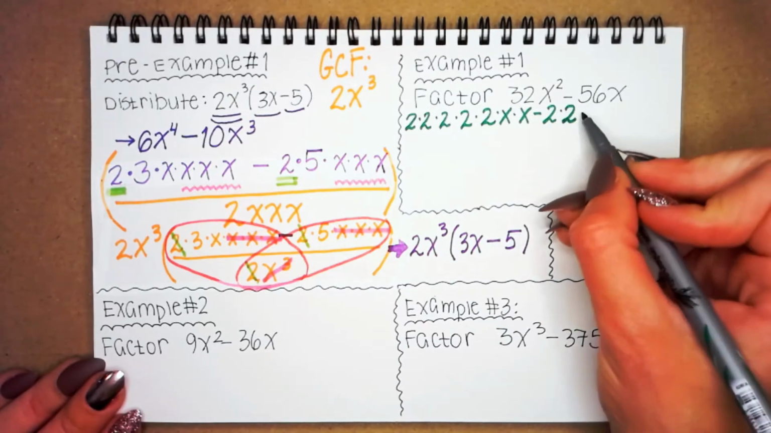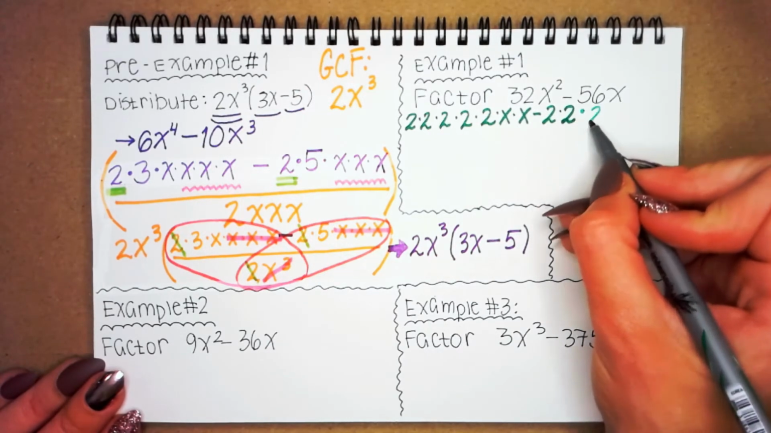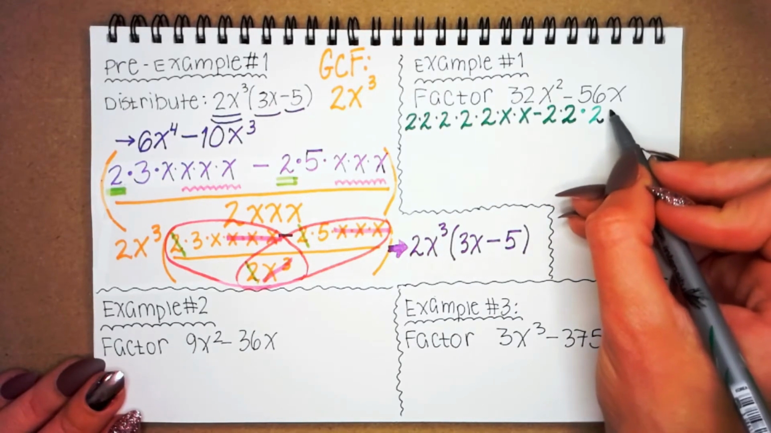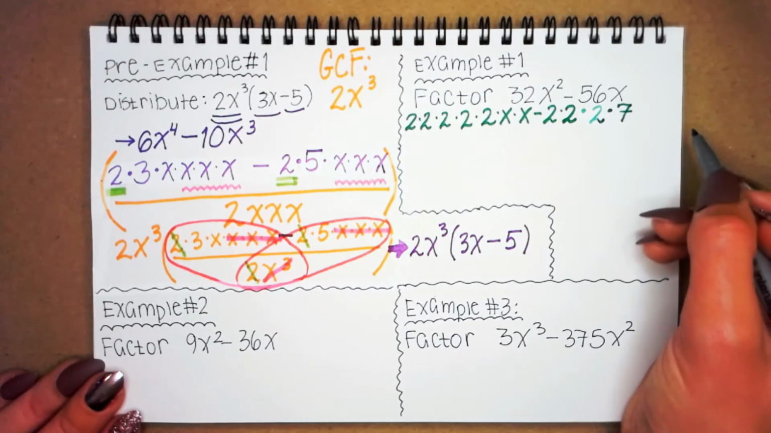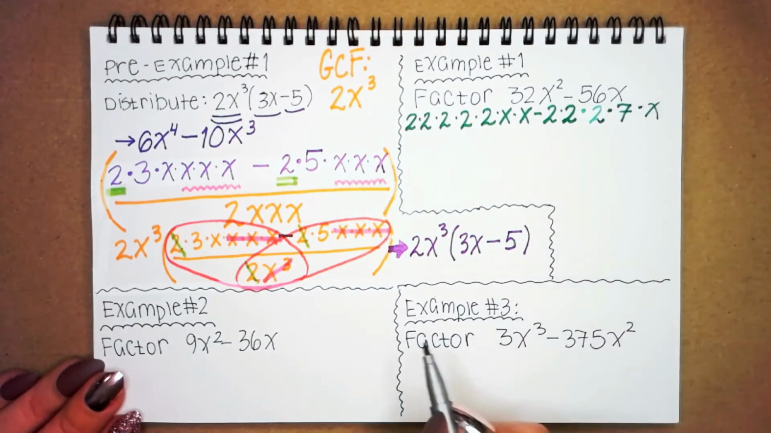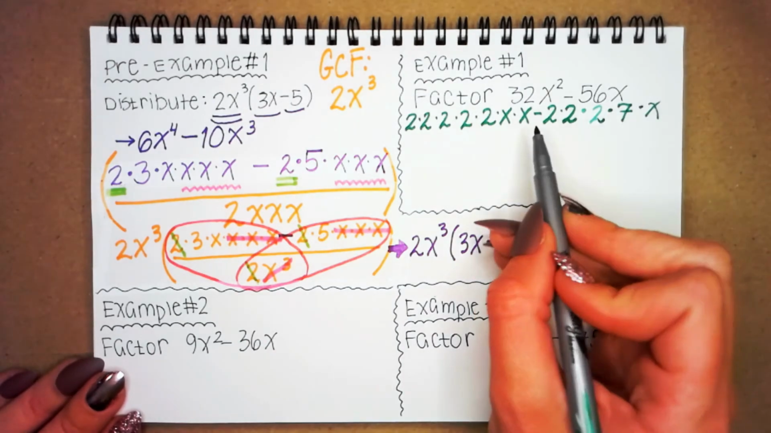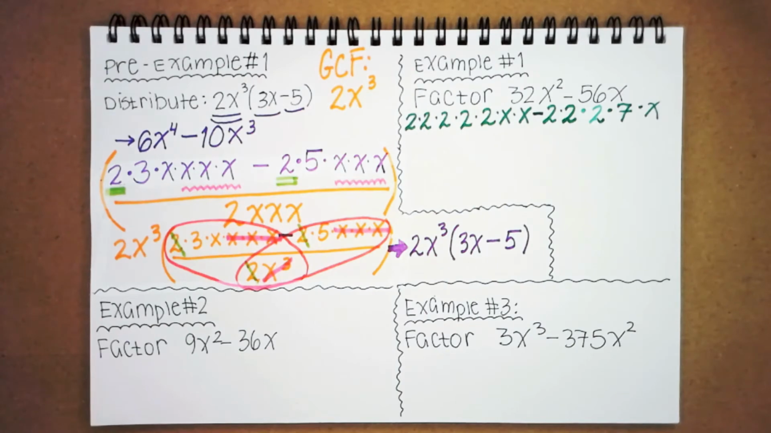But 14 is really 2 times what? 14 is really 2 times 7. But 7 is a prime number, so that's where we're done with that. This also has an x, so there's the x. Now, the minus sign or a plus sign would separate my terms, and I need to figure out what my two terms in this example have in common.